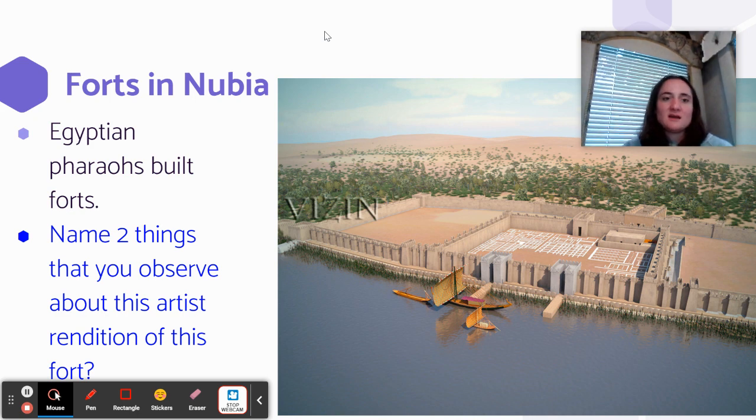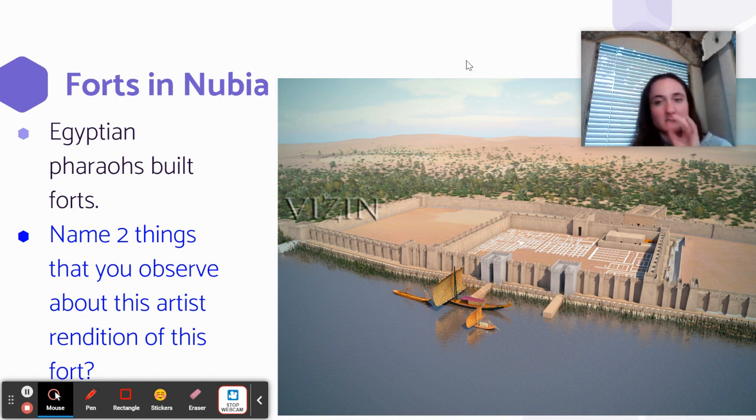So one of the major things about being in the military is that you get to live in a fort. And some of these forts were pretty cool. Here is an artist rendition of one of the forts that we'll talk about. But before we get into the next slide, my next question for you is this. Name 2 things that you'll observe about the artist rendition of this Egyptian fort.